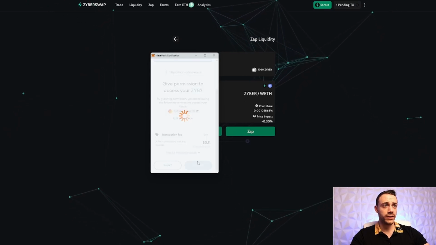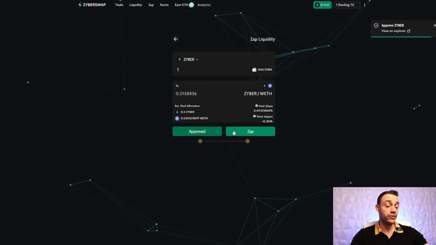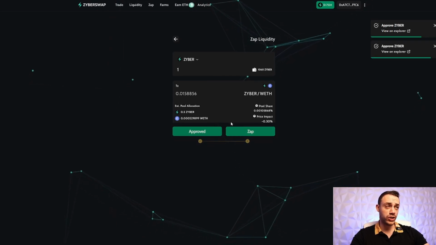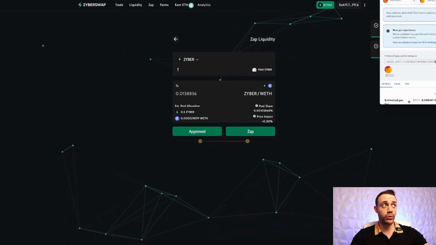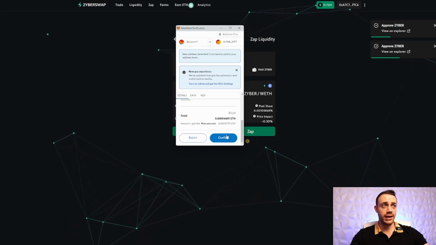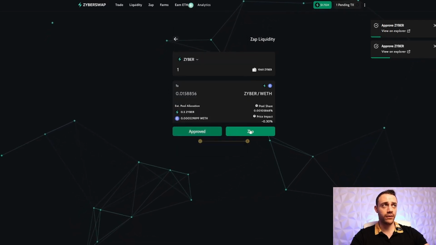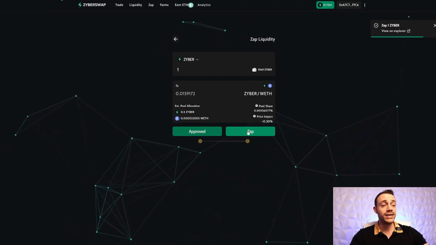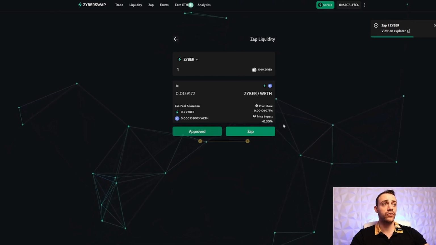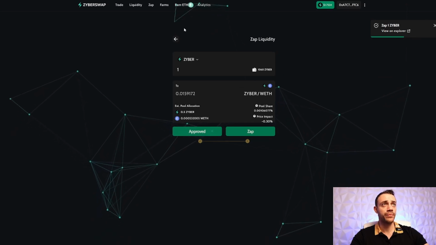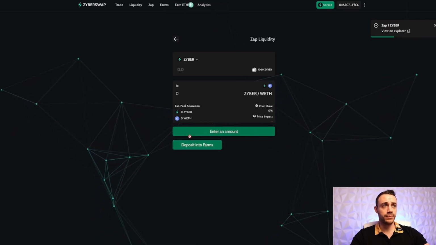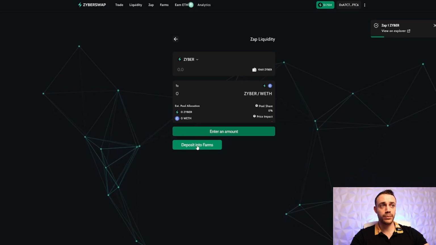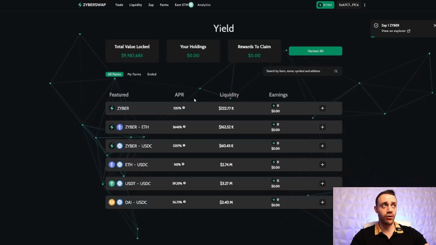Let's go ahead and approve this. I'm just showing you how to add liquidity if you do want to do so on your own. So once you add liquidity, we just approved it. Now we're going to go ahead and zap it in and actually provide the liquidity. Once this is confirmed, we're going to get what is called a liquidity provider token. We can take that liquidity provider token over to the farm where it says farms at the top. Perfect. So deposit into farms, it gives you the prompt. So we'll hit deposit into farms.